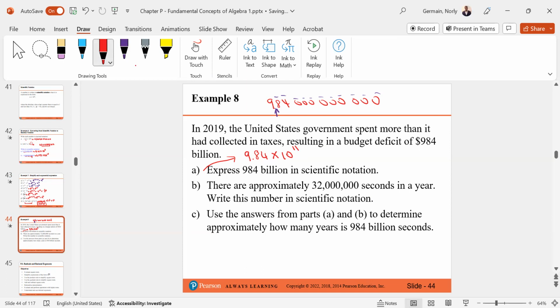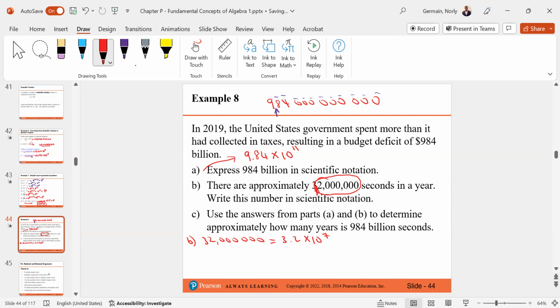Okay, got it? There are approximately 32 million seconds in a year. Write this number in scientific notation. So for B, as you see, 32 million. First of all, remember it should be only 3.2. So if you go here, count the rest of the digits. How many do you see after the 3? Yes, 7. So that should be 10 power 7, positive.